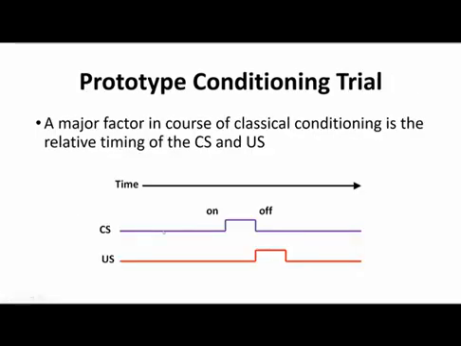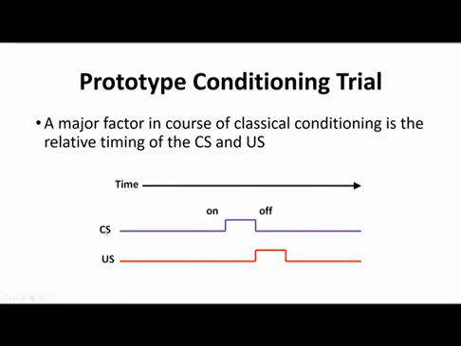So let's get into some of the terminology and ways to talk about some of this stuff. So here, we're setting up the idea of a conditioning trial. So this whole unit here would be a trial. And one of the major factors in this course of classical conditioning is the relative timing of the conditioned stimulus and the unconditioned stimulus. When are they presented relative to one another? So the way that we're going to read these diagrams is that as we go from left to right, we're basically looking at time progressing.